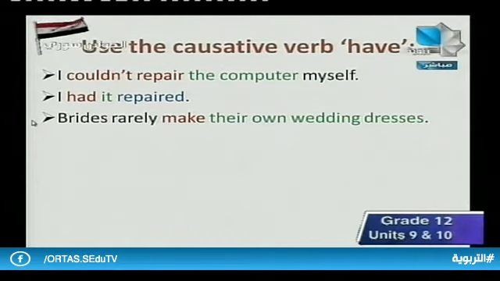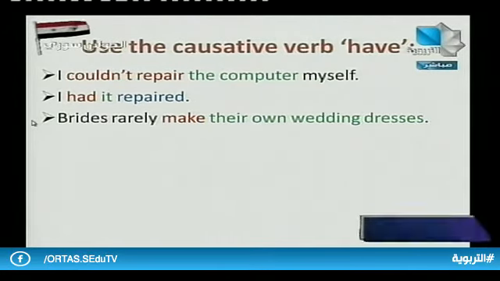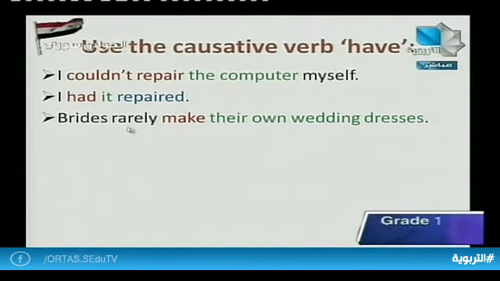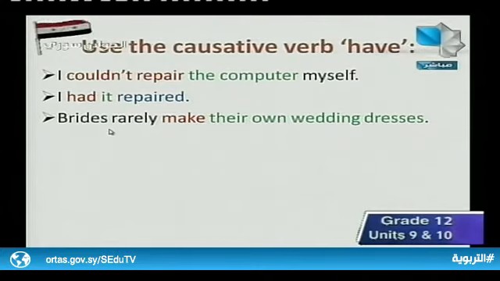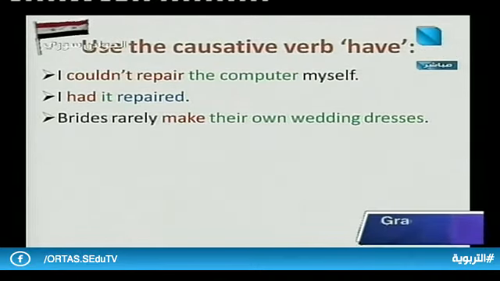Some students may think that it is positive. No. Rarely means negative. Rarely, seldom. Brides rarely make their own wedding dresses. When we say they rarely make, it means they don't make. In general, they don't make their own dresses.